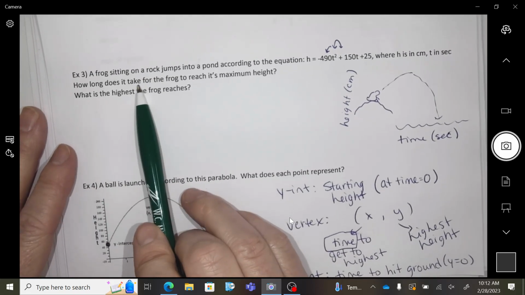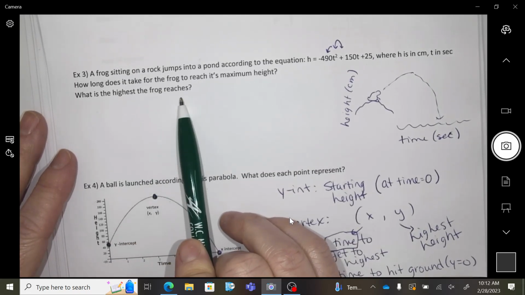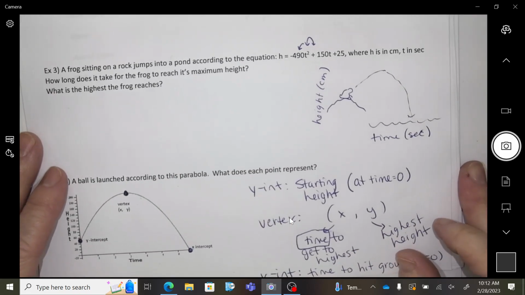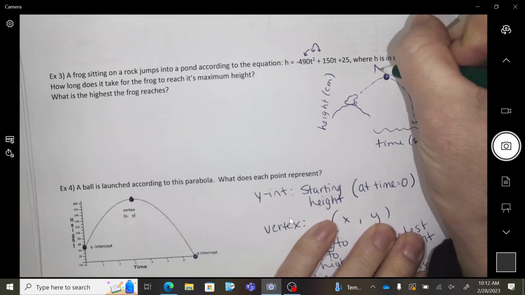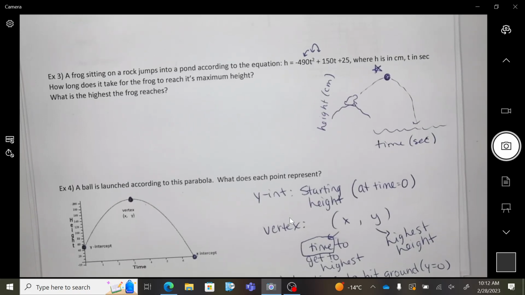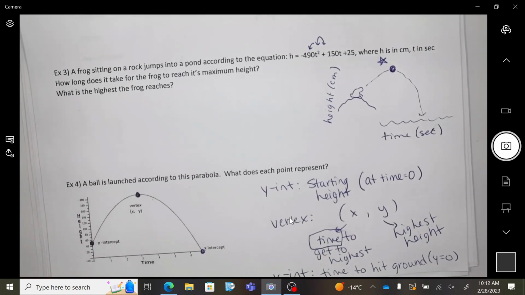Okay, how long does it take for the frog to reach its max height? What is the highest the frog reaches? So what is all of that? I want to find the vertex, because I'm talking about how long does it take to get to the highest? What is the highest? So I need a vertex.